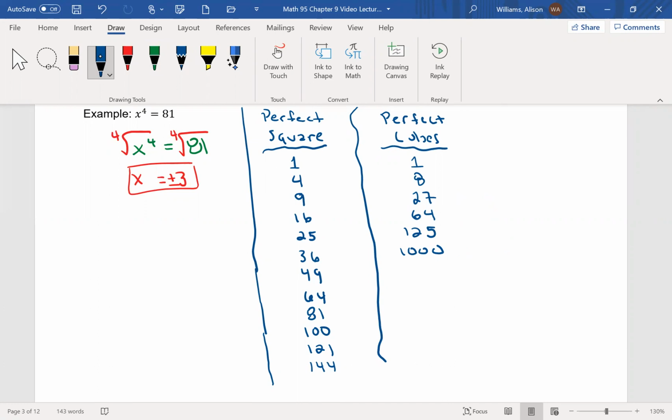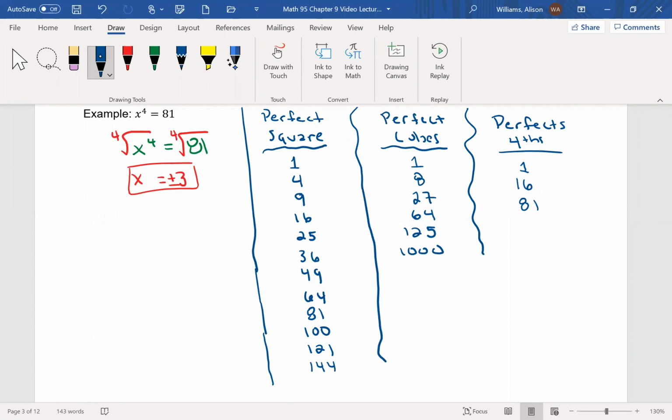For them, we could call them perfect fourths if you want. They get unoriginal as you get higher up. So 1, 2 to the fourth is 16. 3 to the fourth is 81, and that's it. Those are the ones I'm going to expect you to know. Or 10 to the fourth, that's 10,000. Sure, you might know that. But those are the big three. Really, those are the ones I'm expecting.